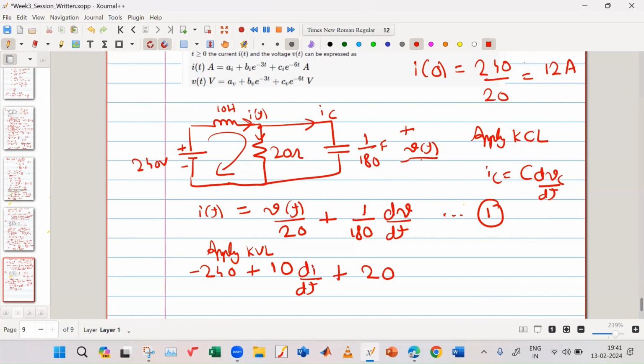So I1 minus I2. So here you can write it as I of t minus IC of t. That is one way. But there is an easier way.